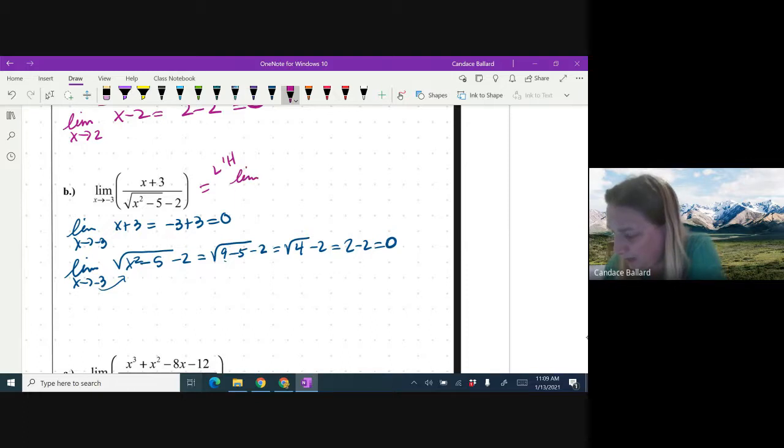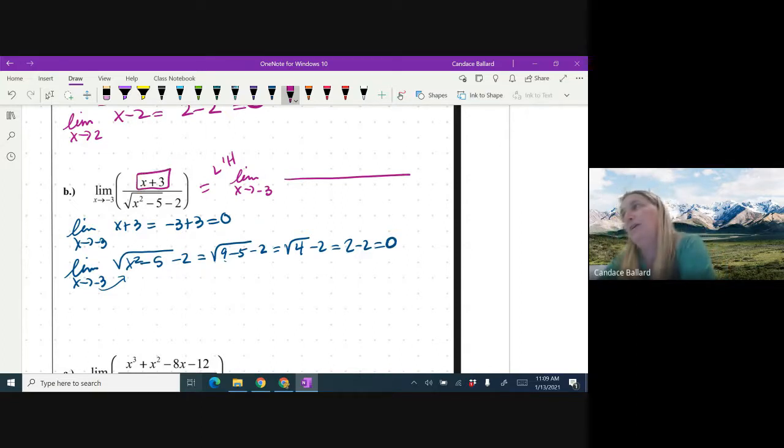So limit as x approaches -3. I've got to take the derivative of the numerator and the derivative of the denominator. So derivative of the numerator, what am I going to get? All right, excellent job. We're going to get a 1.